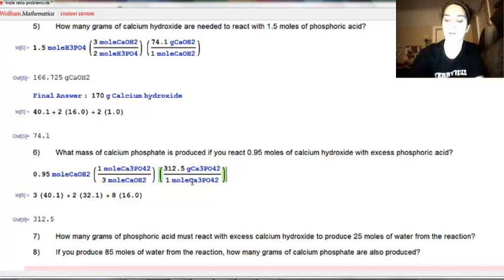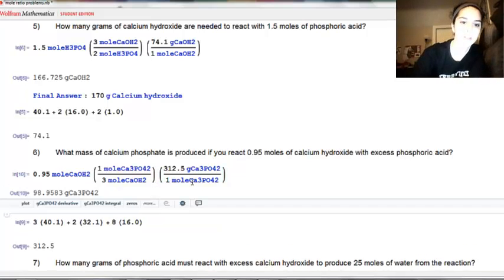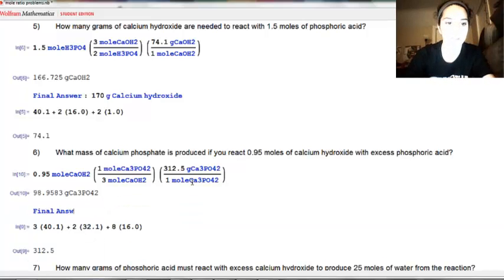Good. So now we are going to shift enter, and our final answer needs to be 2 sig figs. So our final answer is 99 grams of calcium phosphate.